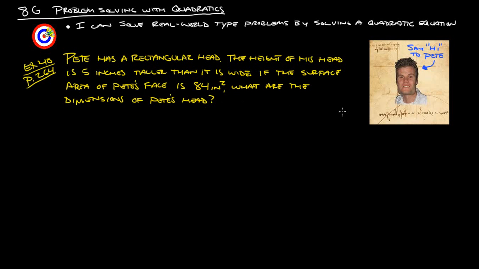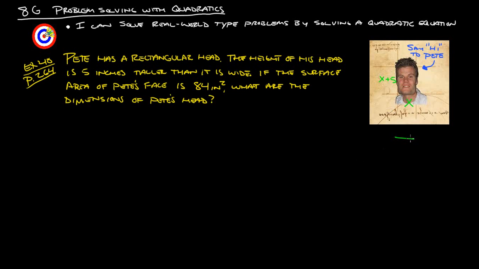All right, so we want to try to figure out what Pete's head is. So again, his head is 5 inches taller than it is wide. So let's do this here. We'll call the width of his head to be x, and then the height of his head is going to be x plus 5, right?